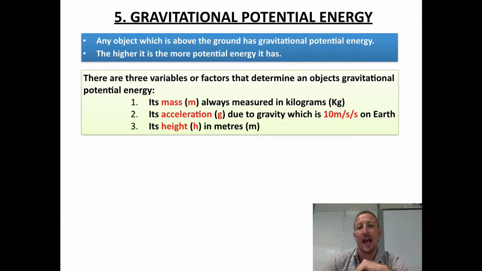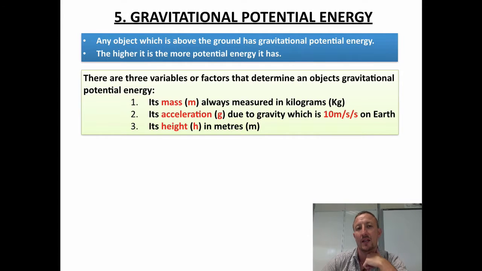So, just to recap, gravitational potential energy is the energy which is gained when you lift an object above the surface of the Earth. The higher you lift it, obviously the more energy it's got. The lower, obviously the less energy it's got. And gravity is what grabs hold of that object and pulls it down once it's been released.